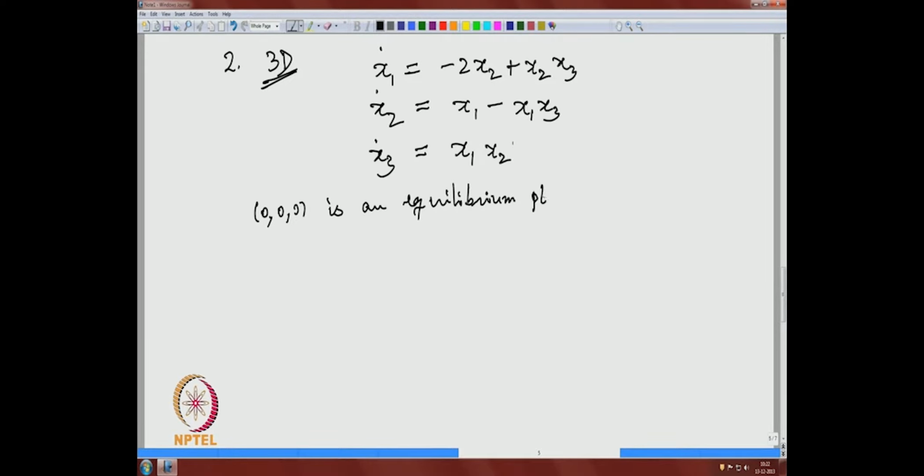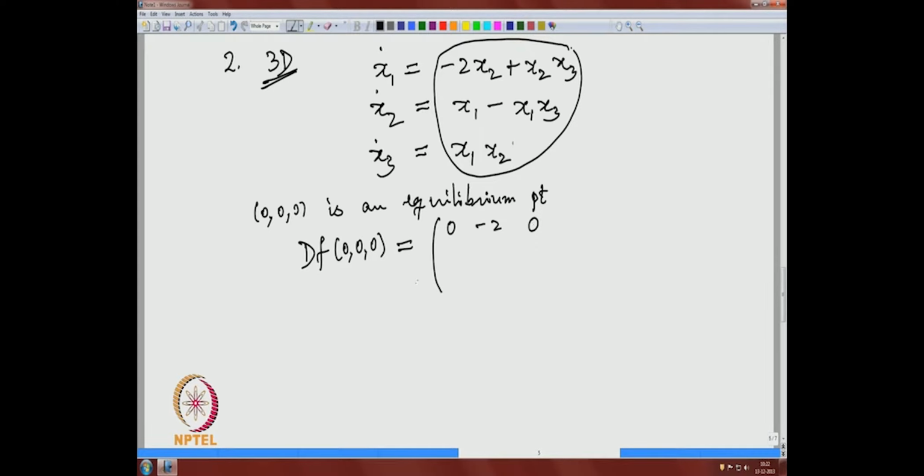Certainly if I put all x1, x2, x3 equal to 0, the right hand side vanishes. Okay. You can easily check that. So, it is an equilibrium point, and if we compute the Jacobian at this point, again it is a 3 by 3 matrix now. This is some computation you have to do, learn how to do that.